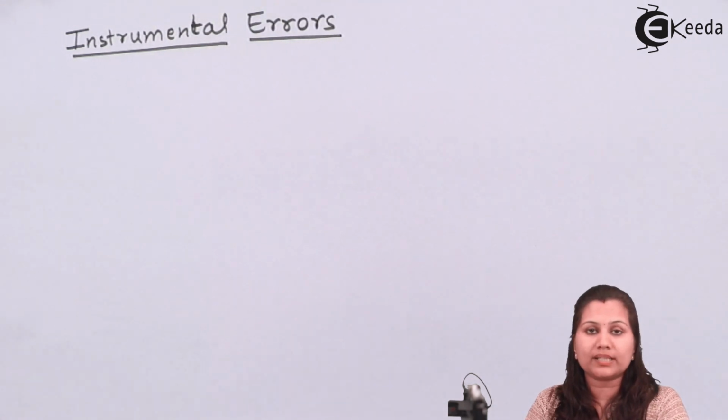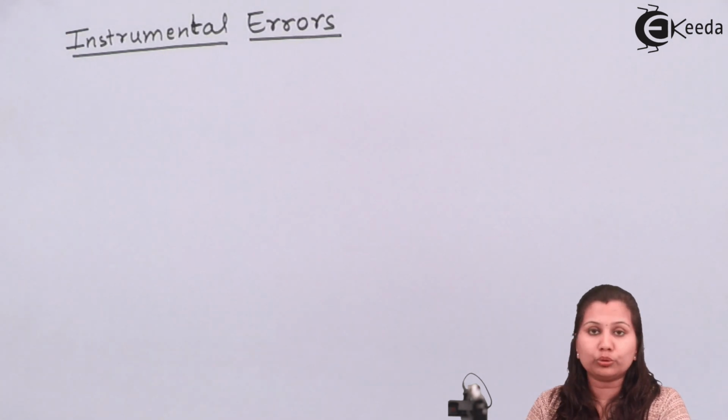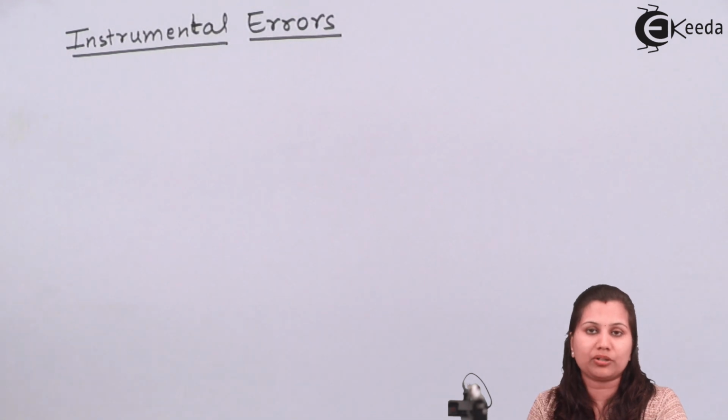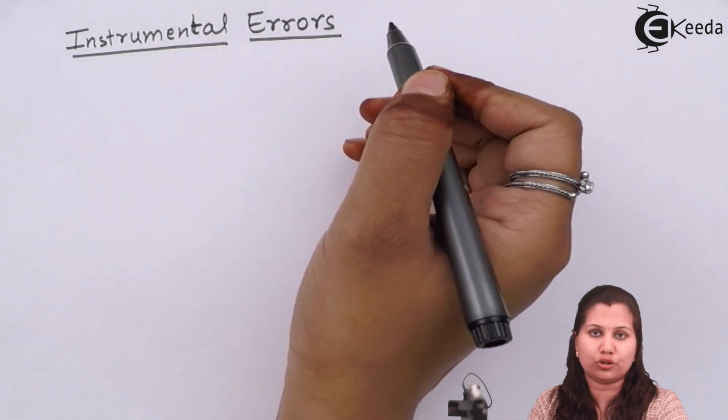Instrumental errors are those errors which occur due to the wrong construction of the measuring instruments. At the time of constructing the measuring instrument, if any error or any default has occurred, due to that default, the measuring instrument will not be able to measure the correct quantity. So if any error occurs due to a default in the construction of the measuring instrument, that will be the instrumental error.